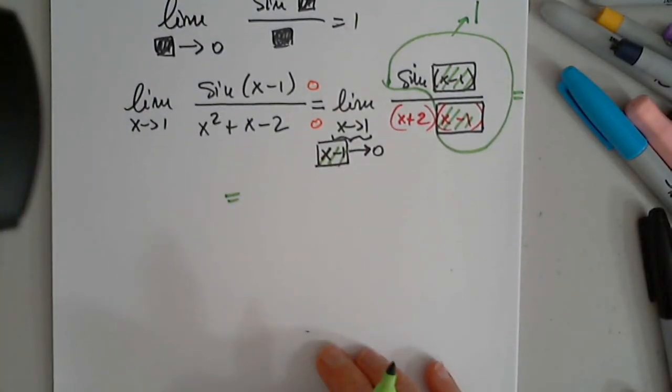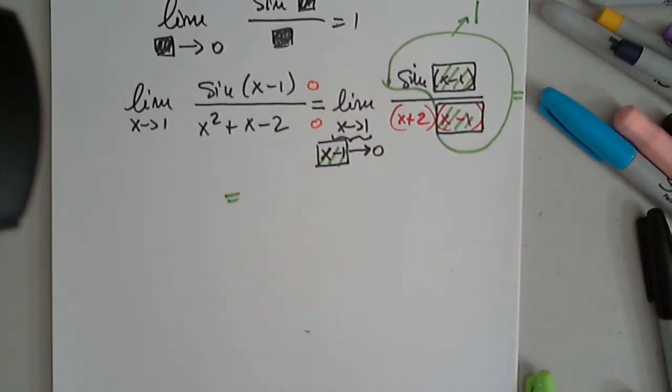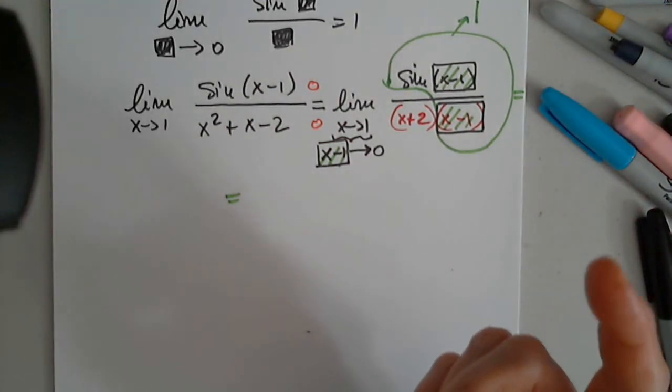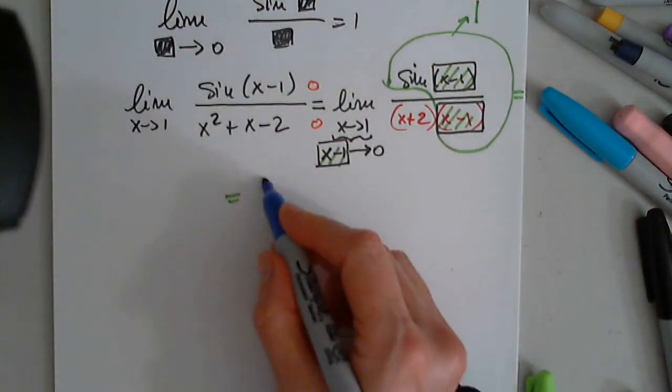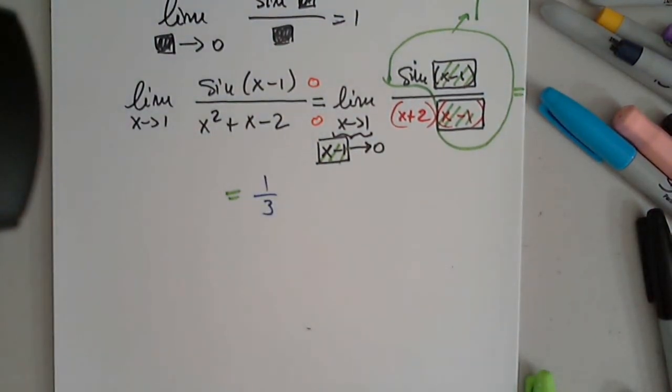So then, can anyone give us the limit? I'm dropping now the limit operator because I'm applying it. And what will be the final answer? Anyone? 3. Say it again. Is it 3? What happened to the numerator? Oh, 1 over 3, sorry. 1 over 3. That's it.